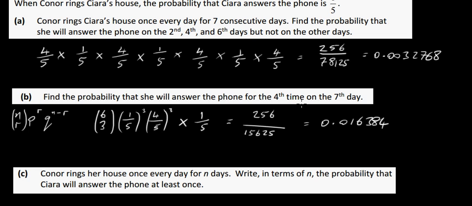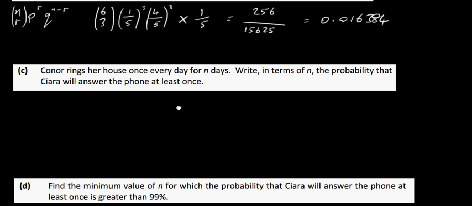Okay, it doesn't say that we need to give our answer as a decimal or to so many decimal places or anything like that, so really this is it. Same up here, this is our answer here. Okay, next one. Connor rings her house once every day for n days.